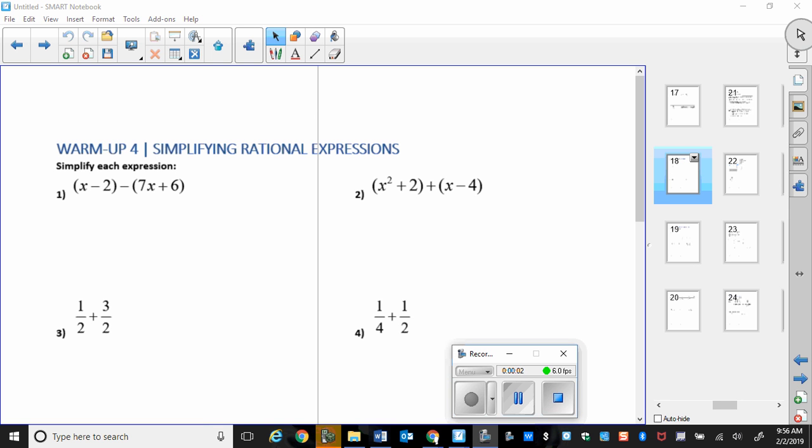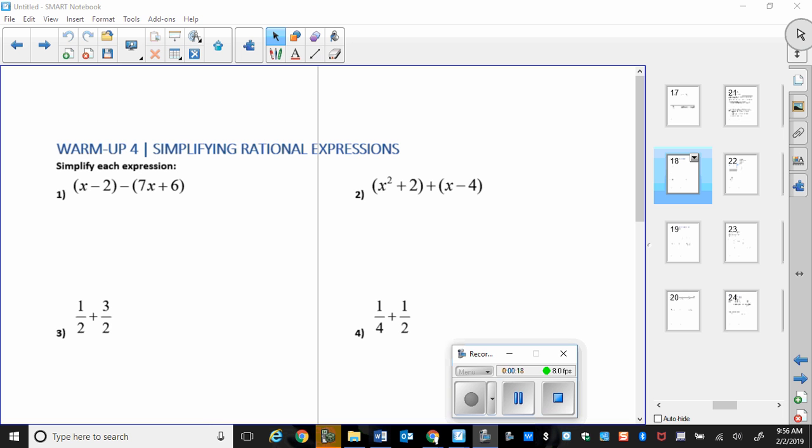So this is lesson 4. This is adding and subtracting rational expressions. So we're just going to go back and review a little bit with the warm-up where we simplify rational expressions.